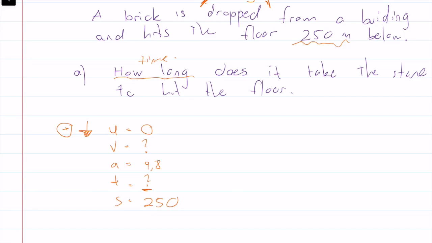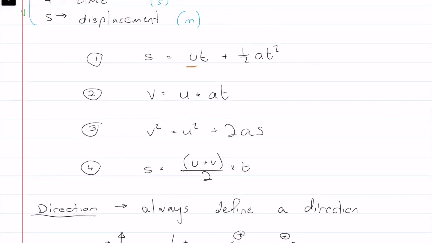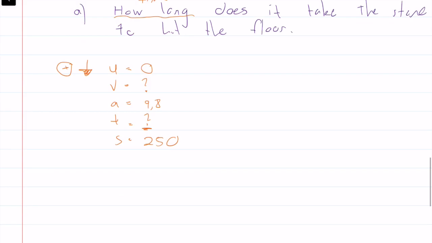Now I just need to find an equation that will help me calculate the time. So I've got U, A, and S, and I want to figure out T. This first equation works for me, so I'm going to pick that. There are times where more than one equation may work, and you can pick either one. They should give the same answer.